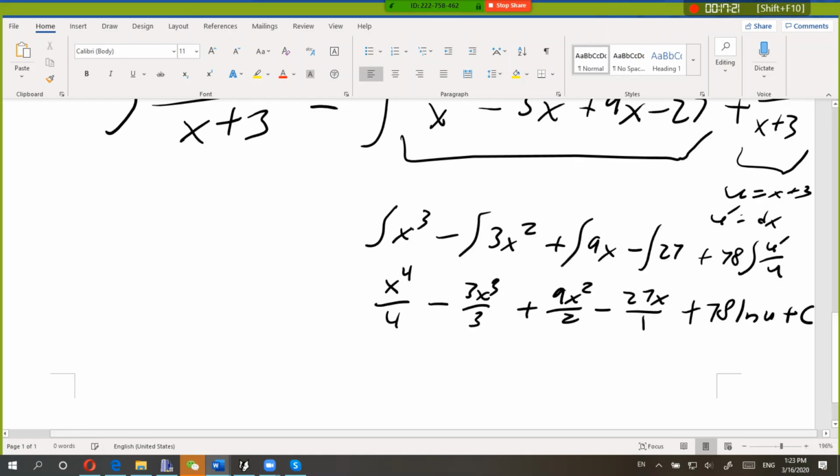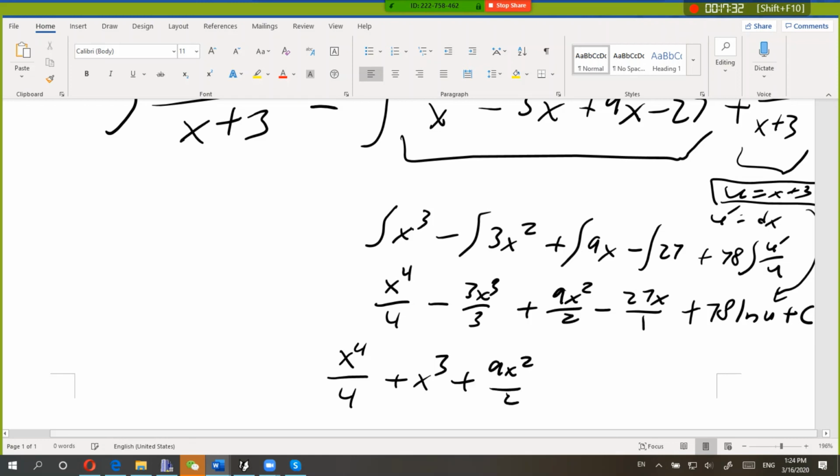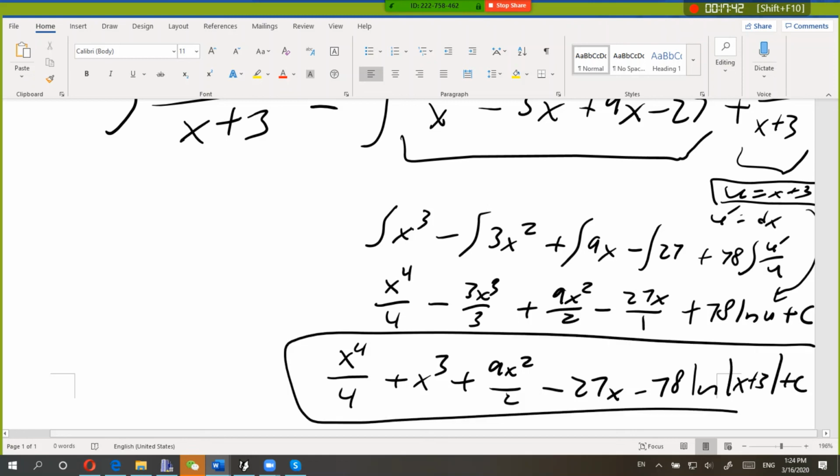Okay, we said u is x plus 3, so I can resub to get x to the fourth over 4 plus x cubed plus 9x squared over 2 minus 27x plus 78 times the natural log of x plus 3 plus c, if I want to simplify. All right, so that's polynomial division. Anytime you've got an improper fraction, that means your power is larger on top than it is on bottom. We can divide those polynomials out to get something that we can integrate.